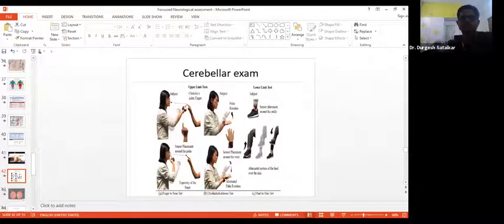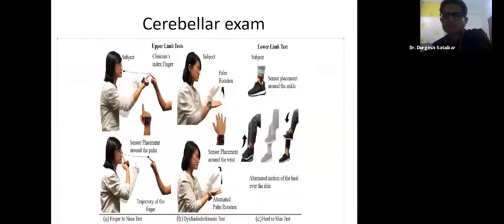Now coming to cerebellar examination, it is also an important part of neurological examination. Usually we test with three things. Here we can have a finger nose test. If we ask the subject to touch our index finger and his nose, and he can do it serially, that indicates that the cerebellum is intact.